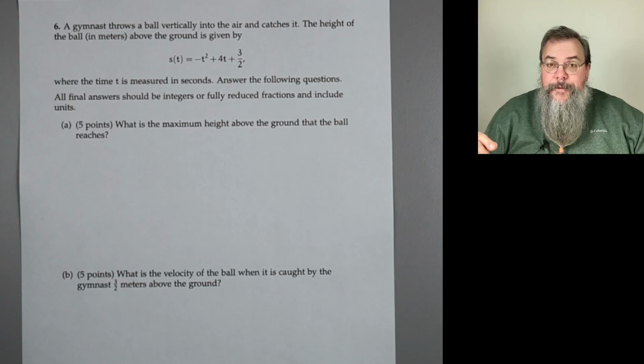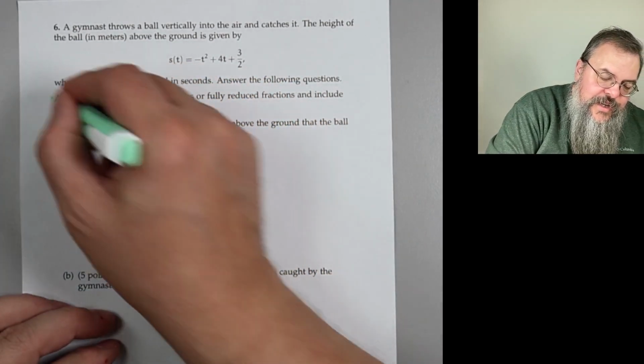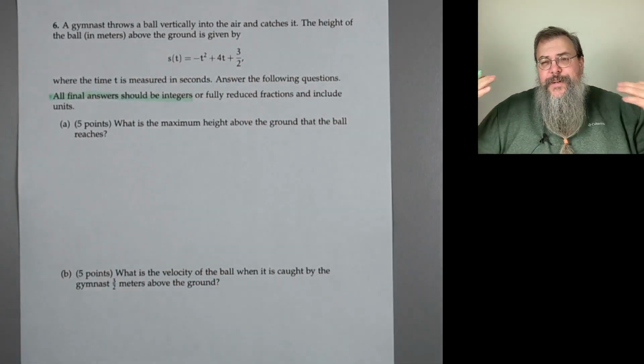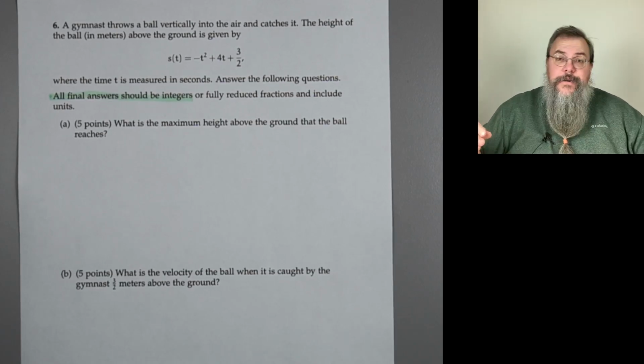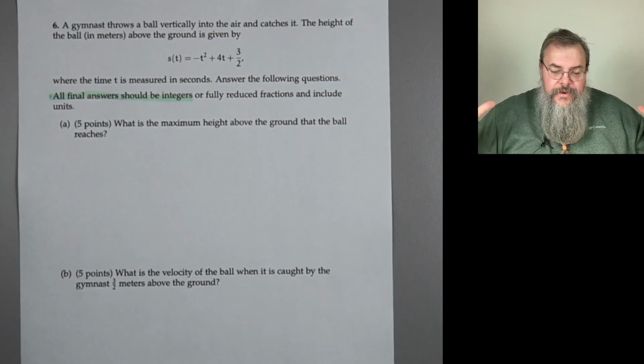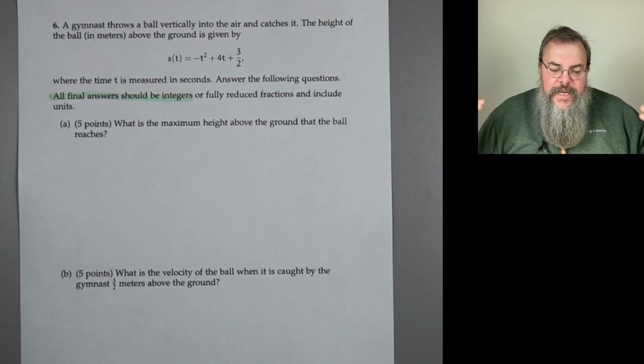Now, by the way, whenever you see all final answers should be integers, that's telling you that the answers are going to be nice. They're not going to be like, oh, square root of 22. No. They're going to be like 4, right? So we should have nice answers.